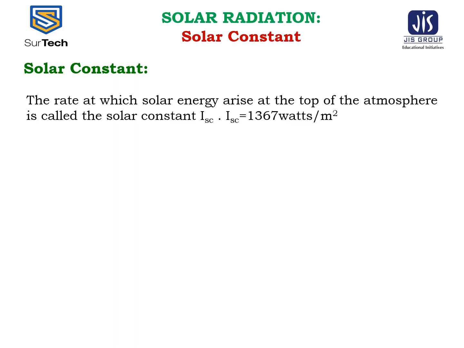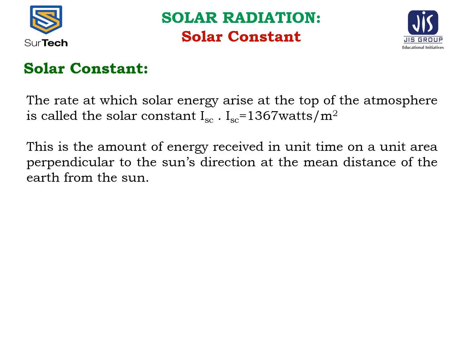The rate at which the solar energy arrives at the top of the atmosphere is called the solar constant, ISC, where ISC is equal to 1367 watts per meter square. This is the amount of energy received in unit time on a unit area perpendicular to the sun's direction at the mean distance of the earth from the sun.